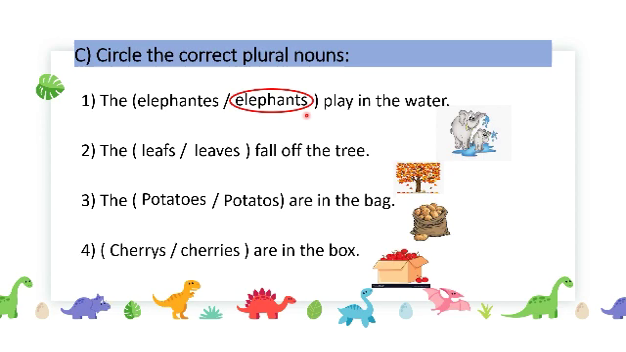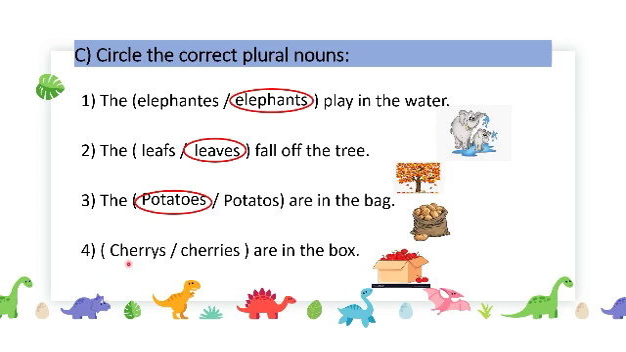ELEPHANTS. The second one, the LEAFS, LEAVES fall off the tree. So you have to identify the correct one, which is LEAVES. Third, the POTATOES, POTATOS are in the bag. Which one is the correct plural form? Yes, the first one, potatoes. If a word ends with O, we add ES.